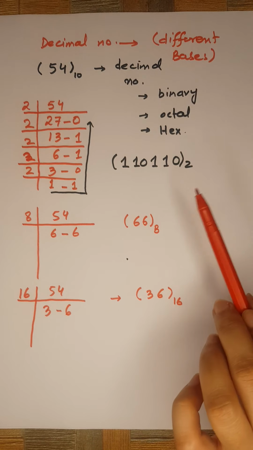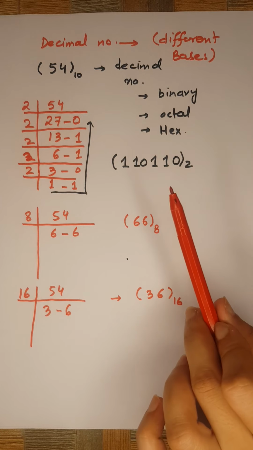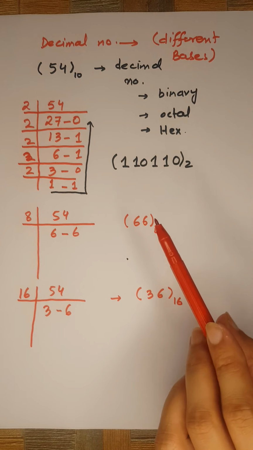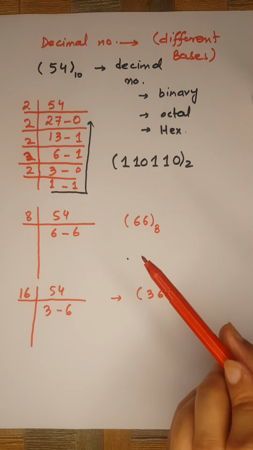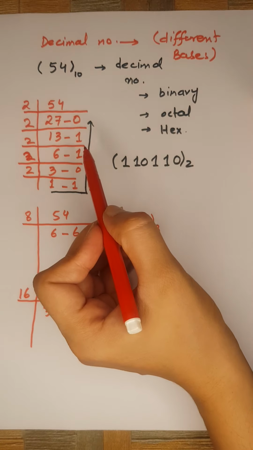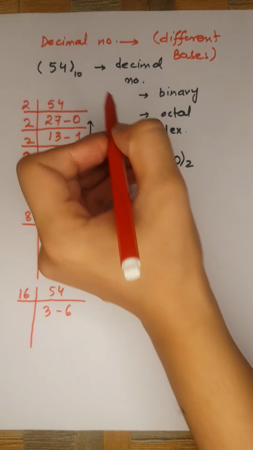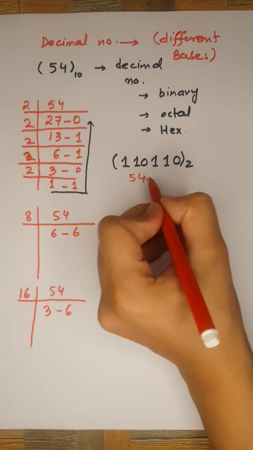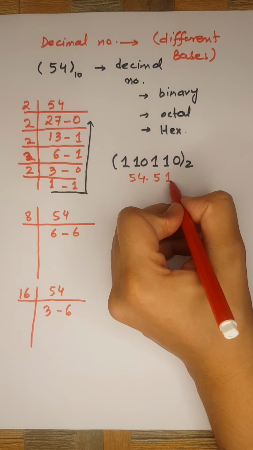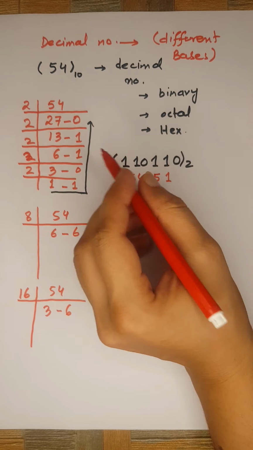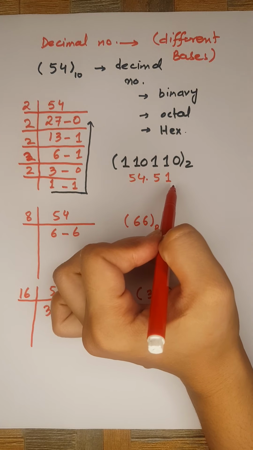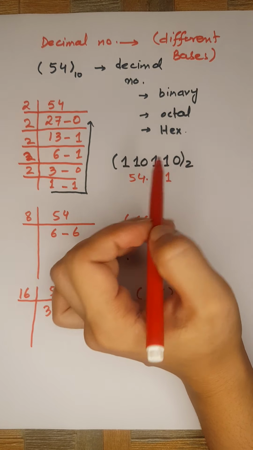Here you can see I have taken an example of a number that has no fractional part, but we can also do the same for fractional parts as well. So let's see if we were having a number 54.51. Fine. So how can we convert this 54.51 in binary?